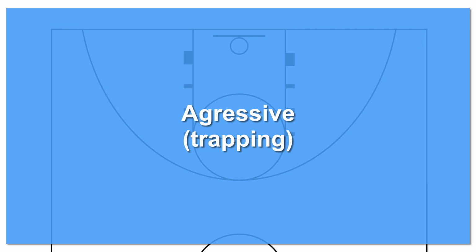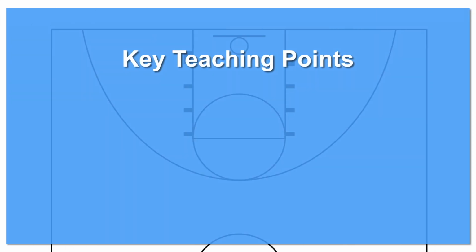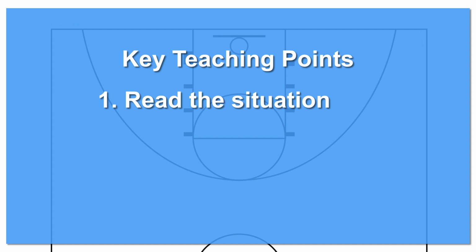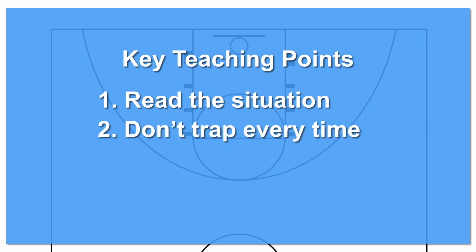Now let's go over how to trap out of the 2-3 zone defense. There are a few key teaching points to successfully executing a trap from the 2-3 zone. 1. Read the situation. Your teammates and the position of the ball should help to determine whether or not you should trap. 2. Don't trap every time.